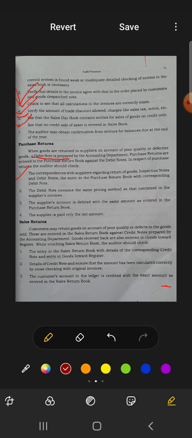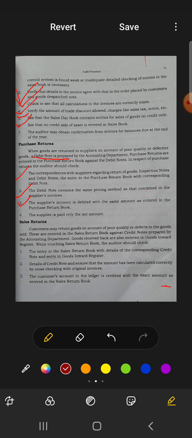The second one is that the debit note contains the same pricing method as contained in the supplier's invoice. Next is to check the debit note and the price in the supplier's invoice are the same. Third, the supplier's account is debited with the same amount as entered in the purchase return book. The amount should be the same.